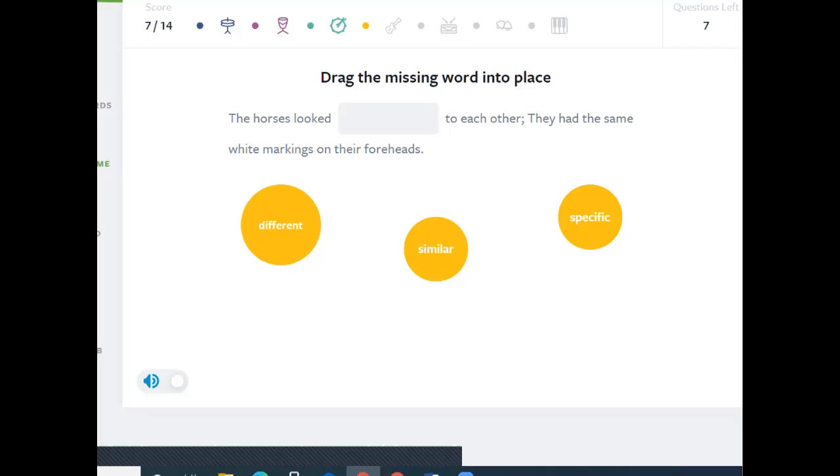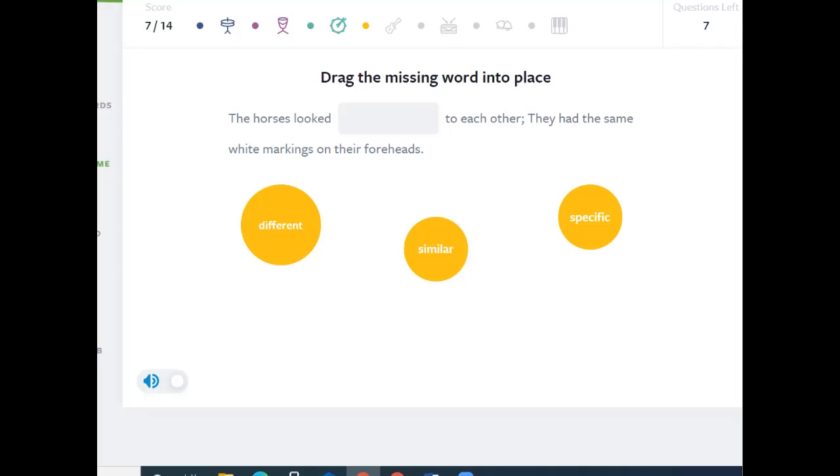I know that the word different means not the same or unlike each other. The word similar means that they look about the same, and the word specific is exact, so they would look exactly the same. The horses look specific to each other. That doesn't sound right. The horses look similar to each other, or the horses look different to each other. Oh, both similar or different would fit in that.